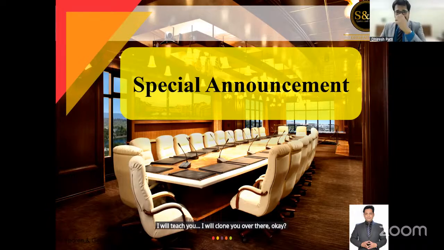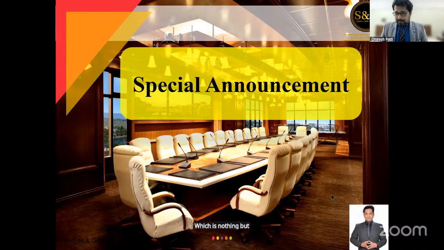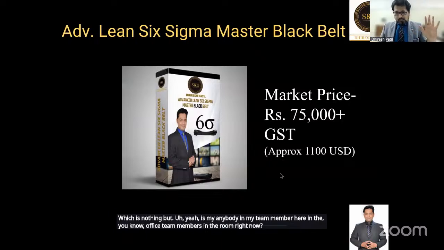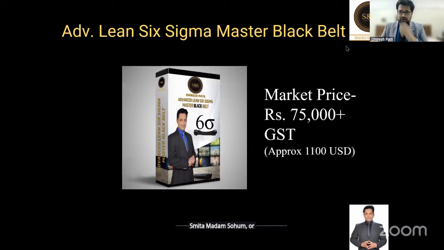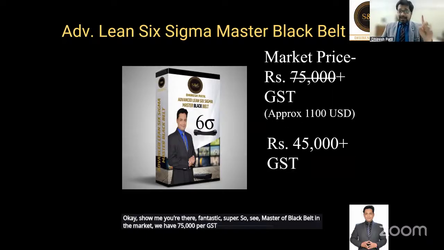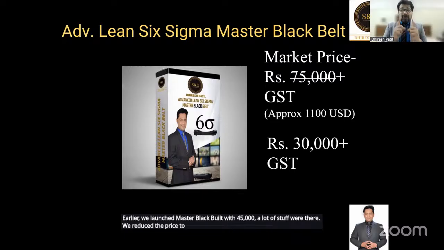Okay. So let me cover the first option. Is anybody from my team, office team members, in the room right now? Smita madam, Soham, okay, Soham, you're there. Fantastic. Super. Chalo. So, see, master black belt in the market is 75,000 plus GST. Remember this. Okay. Earlier, we launched master black belt at 45,000. Lot of stuff were there. We reduced the price to 30,000 plus GST.